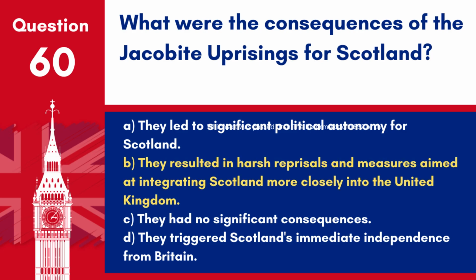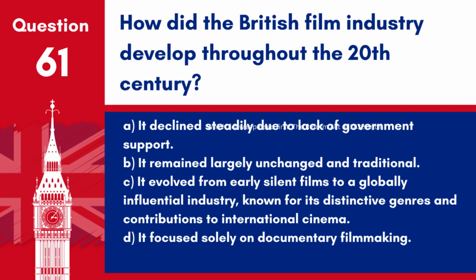Answer: B. They resulted in harsh reprisals and measures aimed at integrating Scotland more closely into the United Kingdom. The Jacobite Uprisings, particularly the last major uprising in 1745, ended in failure, which led to punitive actions by the British government, including the suppression of the clan system and the integration of Scotland into the British economic and political system more fully.